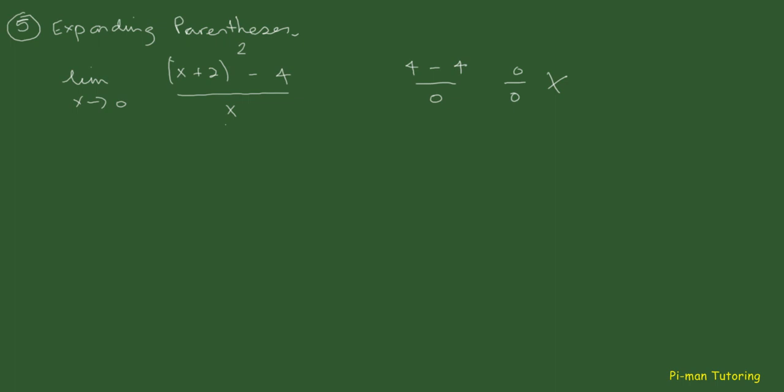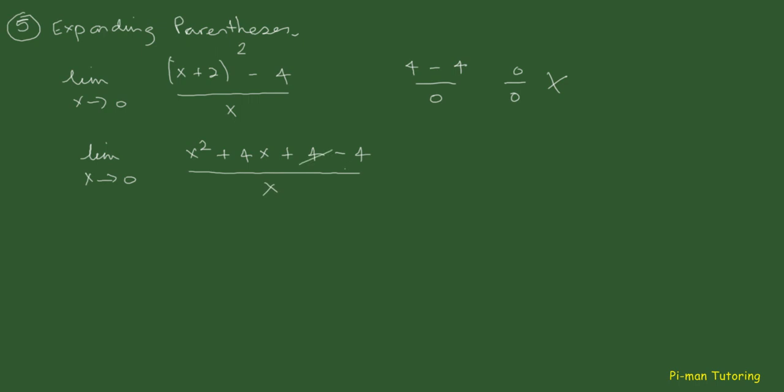And then we could look at factoring. There's nothing here to factor. And so what could we do? Well, we could do a substitution approach, but in this particular case, it's simply to expand the bracket. The limit as x tends to 0 of x squared plus 4x plus 4 minus 4, divided by x.